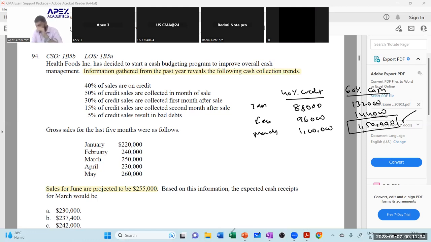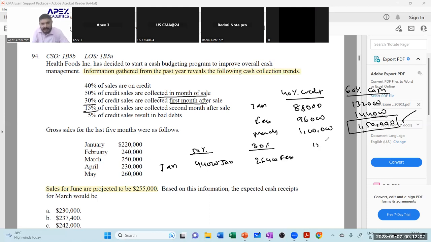Now let's talk about credit sales collection. Jan's credit sales. 50% are collected in the month of sale. These credit sales are 88. 44,000 is collected in Jan itself. 30% are collected in the first month after the sale. So 88,000 multiplied by 30%. What is your answer? 26,400 will go in February. The balance 15% are collected in the second month after the sale. Means 88,000 multiplied by 15%, which is 13,200. This is coming in March.